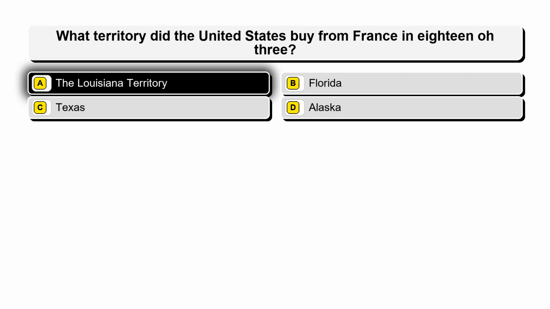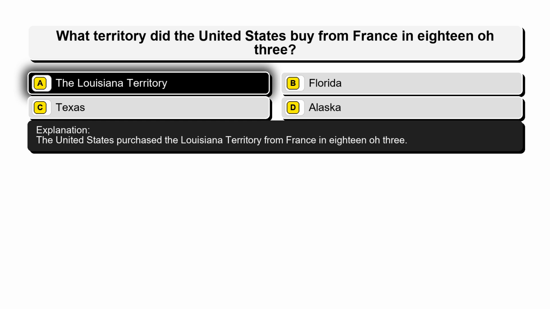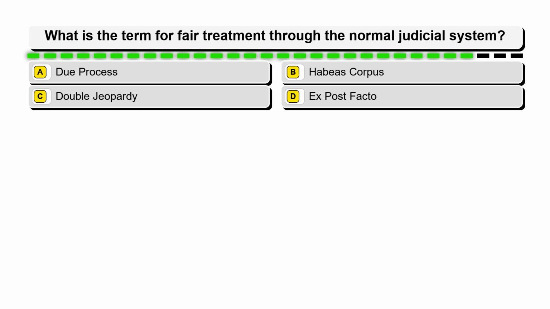The correct answer is option A, the Louisiana Territory. The United States purchased the Louisiana Territory from France in 1803. Question 47. What is the term for fair treatment through the normal judicial system?